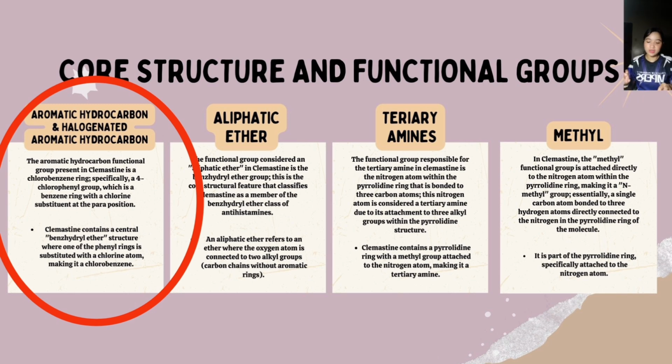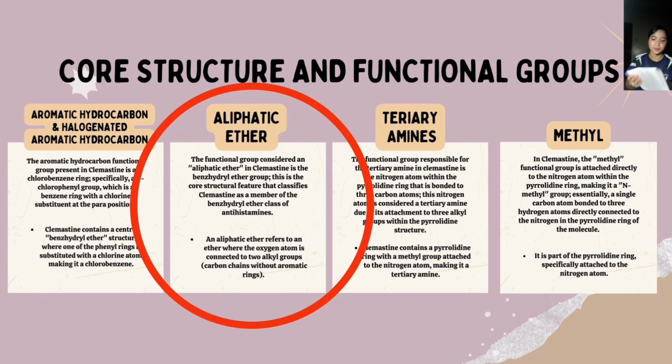While the halogenated aromatic hydrocarbon or the chlorobenzene ring group has a chlorine atom that increases lipophilicity, and it helps the drug to stay longer in our body by reducing its metabolism. So this helps slow down the metabolism of the drug in our body. It also strengthens the binding to H1 receptors, which can improve the potency of the antihistamine in our body.